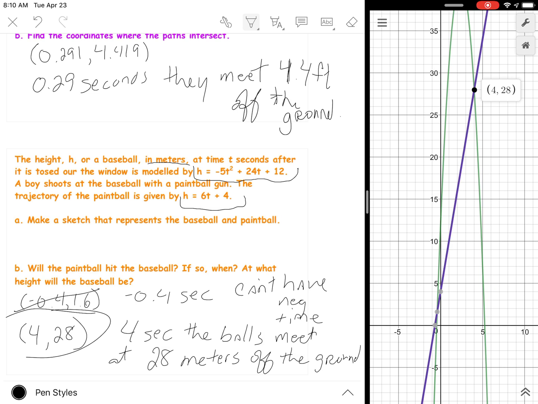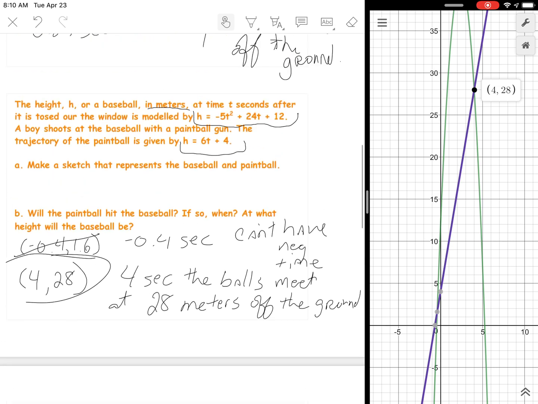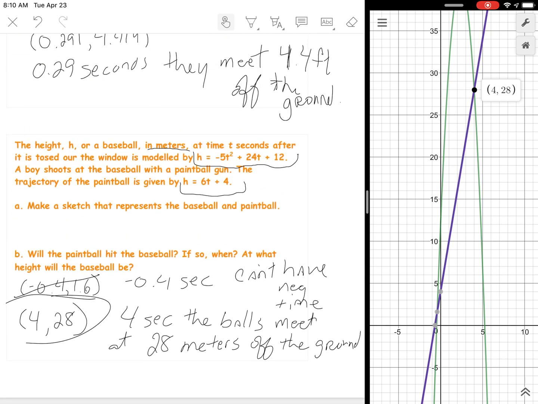So that's kind of the idea. You're just going to graph the two equations and find out where they meet. Now, sometimes they might meet twice. Sometimes they might meet only once. Sometimes they don't meet at all. But we're looking for sure positive time. And heck, maybe we have to think a little bit about what's going on with the problem to find out which one's the actual realistic solution.